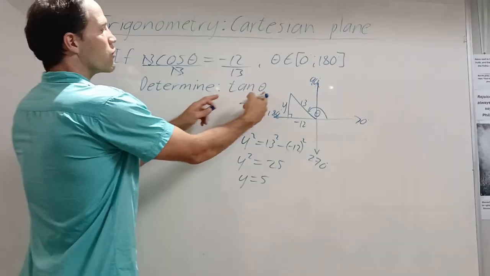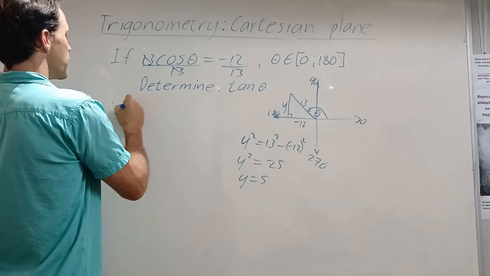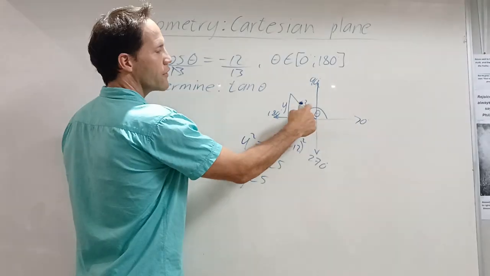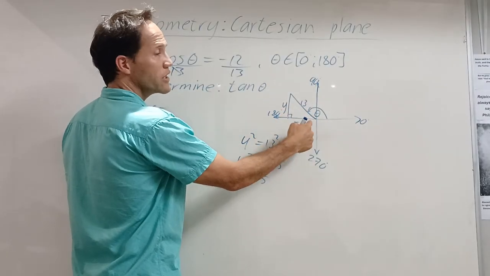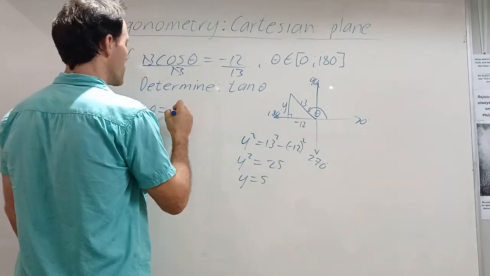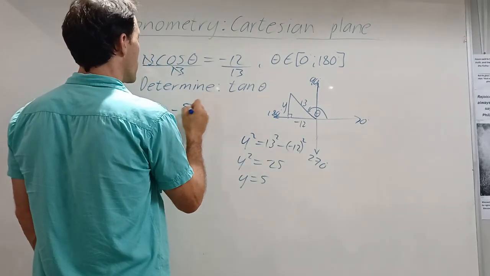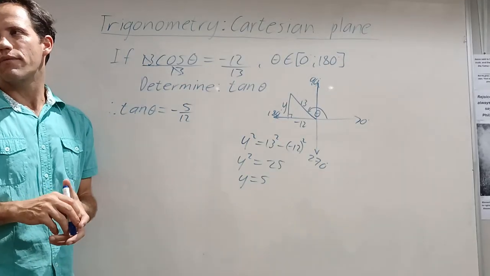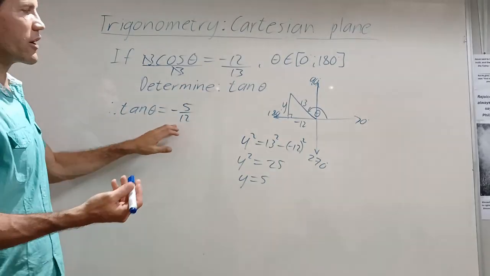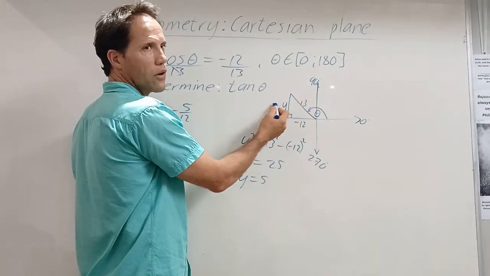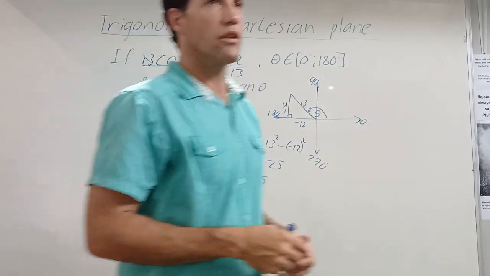Now, if the question says, what is tan theta? Therefore, tan theta is opposite over adjacent. So it's 5 over negative 12, which you can write as negative 5 over 12. And then you have your answer for tan theta: negative 5 over 12. Now you can also find sine theta. Sine theta would be 5 over 13, opposite over hypotenuse.